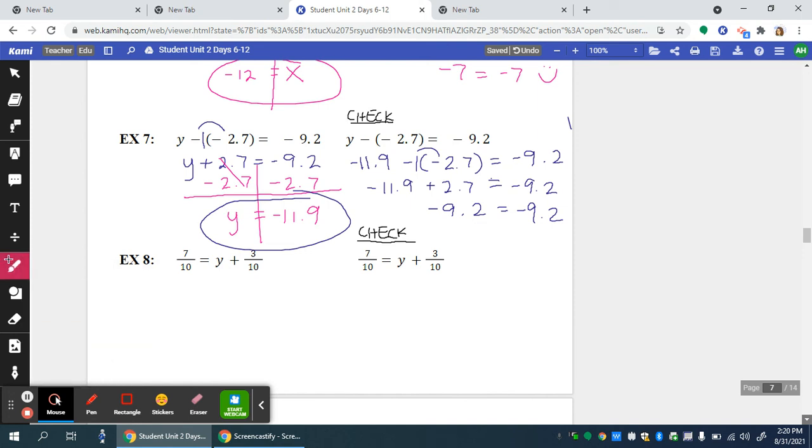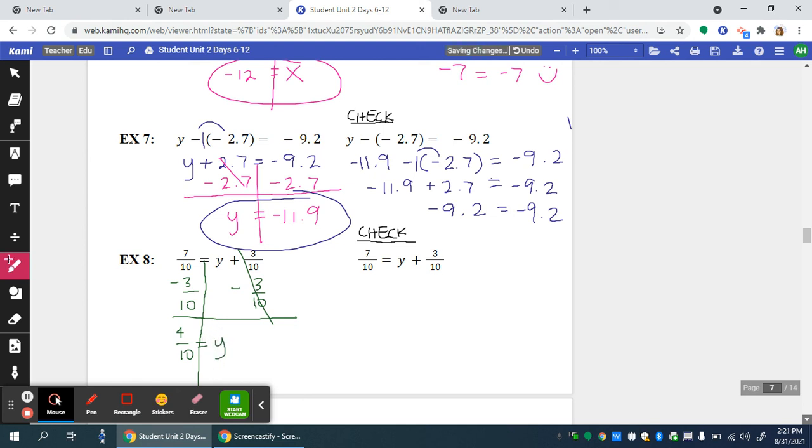Example 8. Oh no, fractions! Fractions are okay. And lucky for us, these already have a common denominator. When we're adding or subtracting fractions with a common denominator, we just deal with the numerator. Again, we need to isolate the variable. First, we do the inverse operation, which is subtracting 3/10 from both sides. That cancels those out. 7/10 minus 3/10 is 4/10, and that is equal to y.